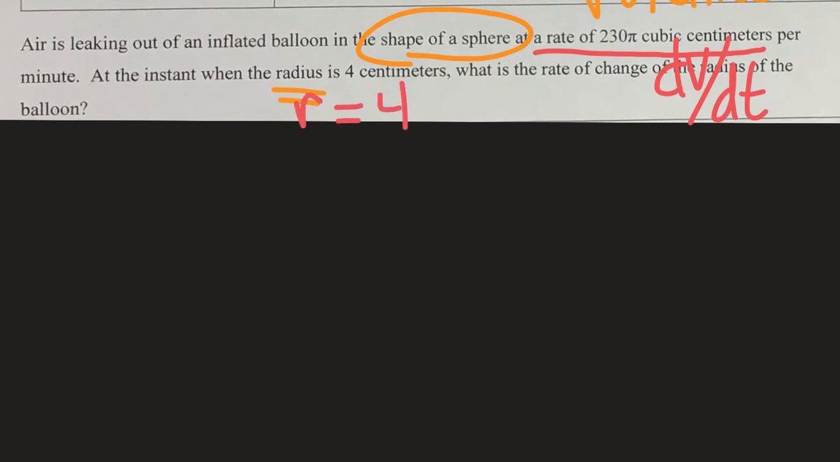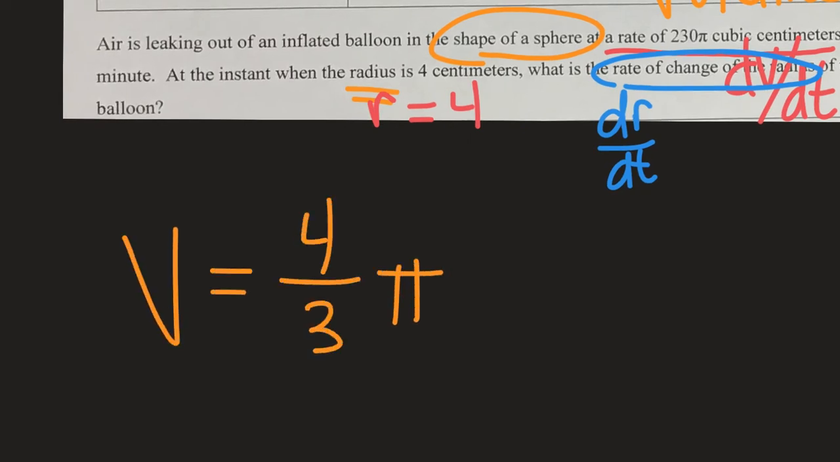And we want to find what is the rate of change of the radius. So we're looking for dr dt. Okay, so the rate of change of the radius, the derivative of the radius with respect to time. So let's start with our formula for volume of a sphere. Volume equals 4/3 pi r cubed. This is number 4, right?